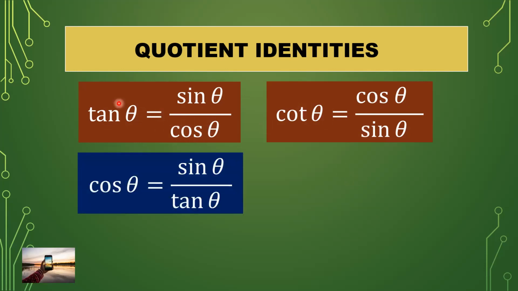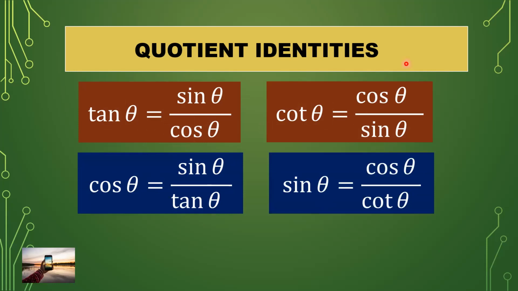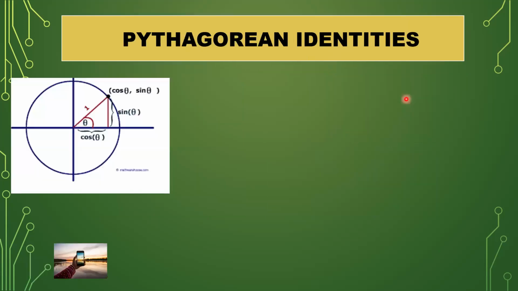Pwede rin mag-swap tong dalawang to, no? Pag pinag-swap natin, cosine theta is sine over tangent theta. Same as this one. Sine theta, pag pinag-swap natin, cosine theta over cotangent theta. Although, again, these are the more familiar quotient identities. Pwede lang nating ma-derive, again, yung product na to, ulitin natin, can be expressed as sine theta. The product of these two can be expressed as cosine theta.